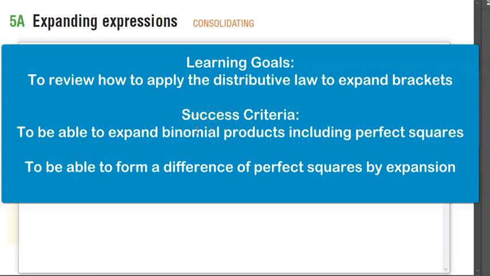Mr. Herman here, and this is the first video for the new topic, Topic 7, Quadratic Expressions and Equations, and this is Lesson 5a, Expanding Expressions. The learning goal for this lesson is to review how to apply the distributive law to expand brackets, and the success criteria is to be able to expand binomial products including perfect squares, and to be able to form a difference of perfect squares by expansion.